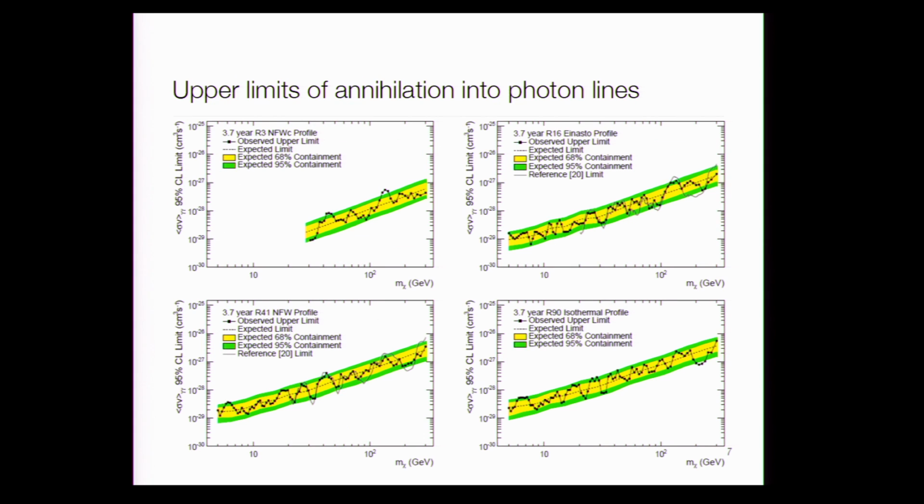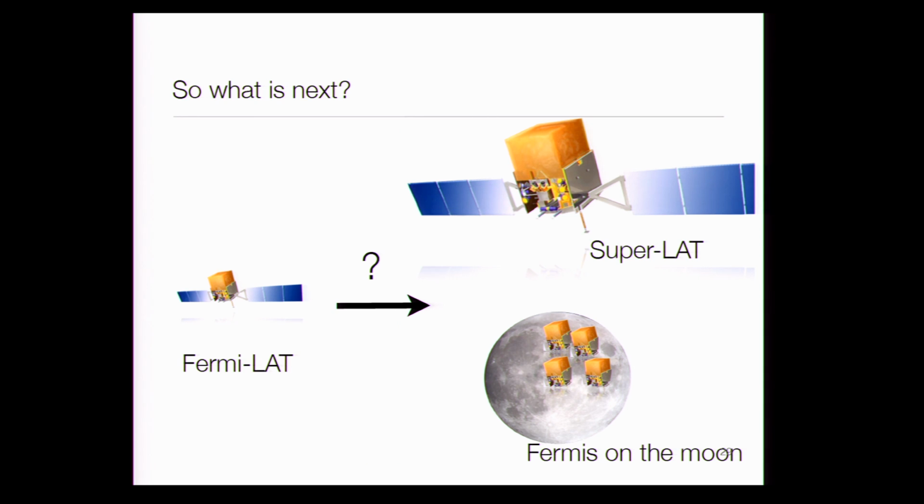And therefore, we can put upper limits on annihilation into photon lines, and they look something like this, depending on your dark matter profile, etc. Okay. So I briefly want to talk about what's next.